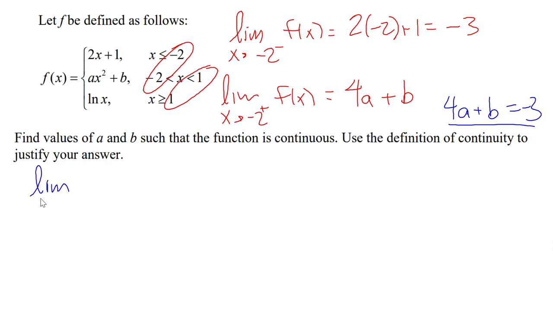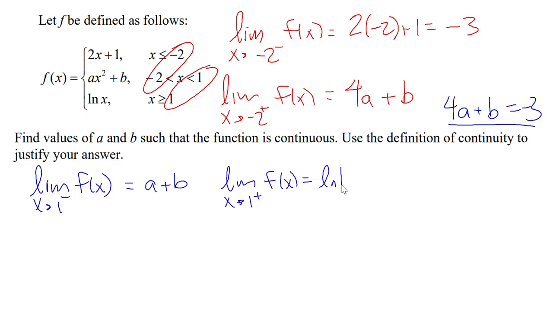So we want to see when the limit as x approaches 1 from the left of f of x is equal to the limit as x approaches 1 from the right. As we do 1 from the left, we just get a plus b. And as we do the limit as x approaches 1 from the right of f of x, that's just the natural log of 1. Well, the natural log of 1 is 0. So for this part, we just need a plus b to equal 0.